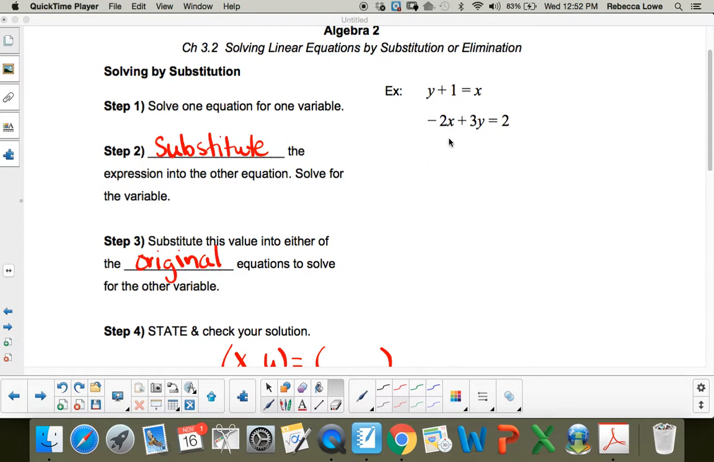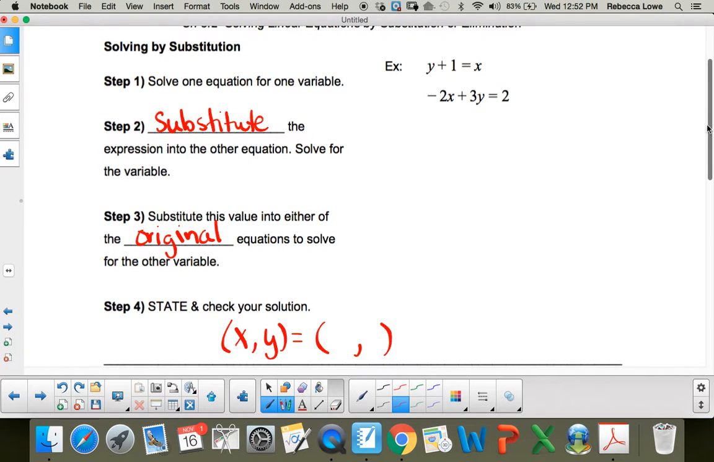This is the second video of chapter 3.2, solving linear equations by substitution or elimination. In the previous video, we did a summary of the three methods. We're going to do substitution right now. Substitution is best used when one variable is already isolated or solved for.